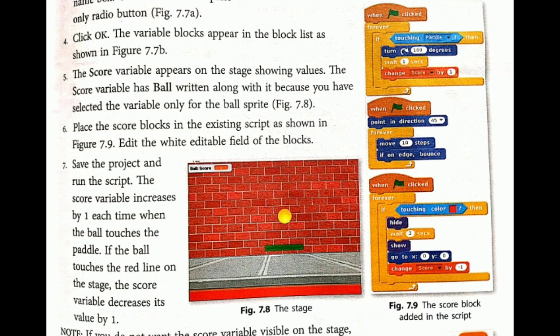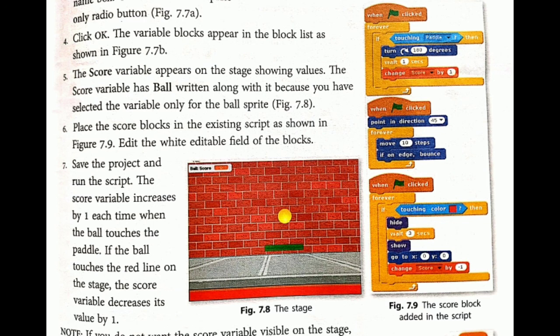Okay, so now you have to save the project and you have to run the script. And when you run the script, the ball will start moving on the stage. Okay, and when you move the mouse, the paddle on the stage will start moving along with the mouse. So our game is that we have to save the ball from touching the red line. Okay, if the ball is touching the red line, the score variable will decrease by 1. And if the ball is touching the paddle, the score variable will increase by 1.